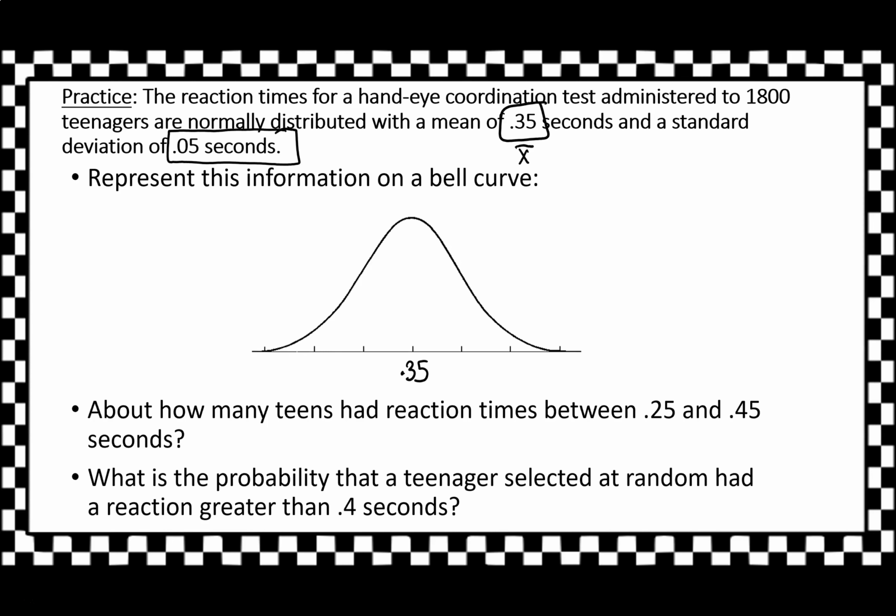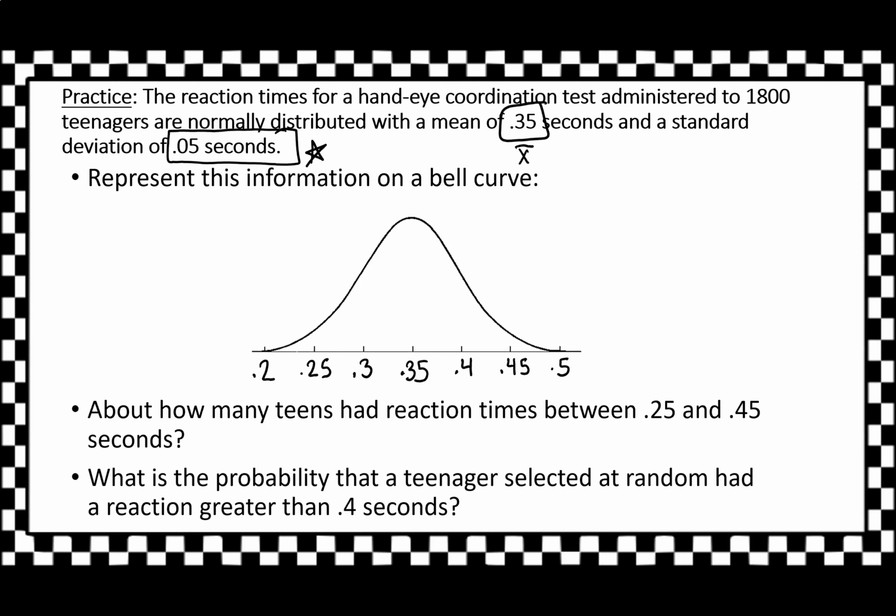And if my standard deviation is 0.05, I'm going to add 0.05, and then add 0.05 again, and then add 0.05 again. So let's see what that gives us. Adding 0.05, we get 0.4, and then add it again, 0.45, add it one more time, 0.5. Okay, now, how do I get to the left? Well, we are subtracting a standard deviation. So this is going to give me a 0.3, a 0.25, and a 0.2.